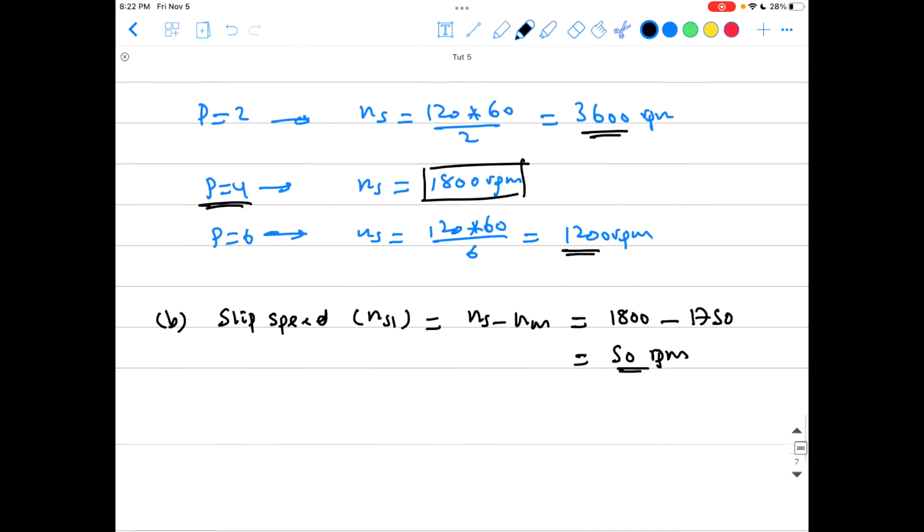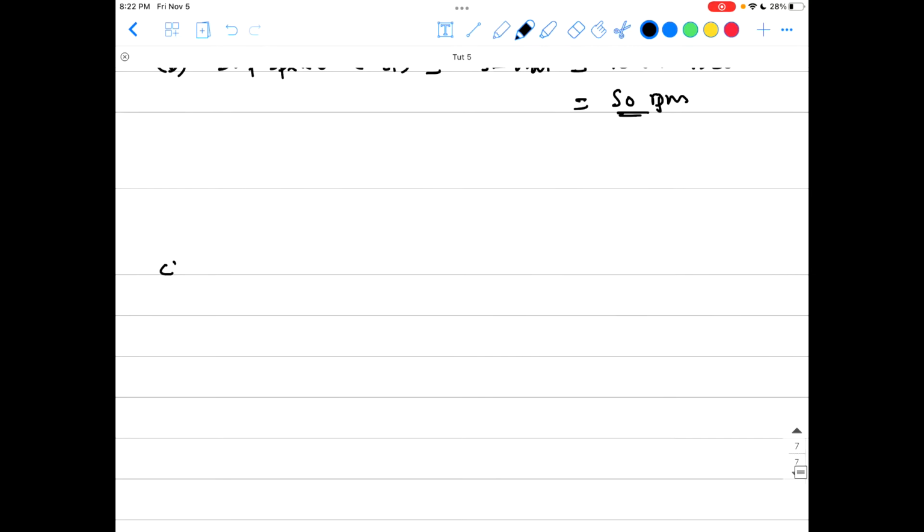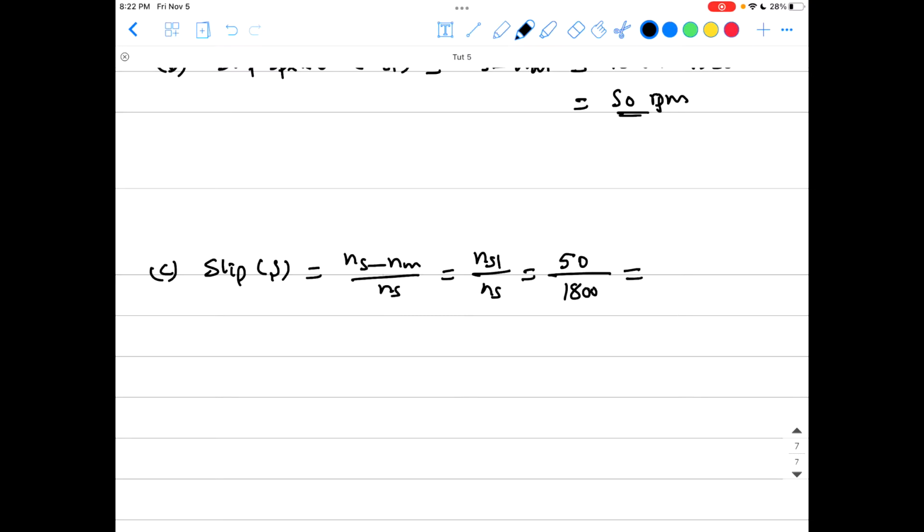Part C, calculate the slip. So the slip is different from the slip speed. The slip S equals Ns minus Nm over Ns, which is the slip speed over Ns. The slip speed we just found to be 50 RPMs, over Ns, which is 1800. So your slip is 0.02778.